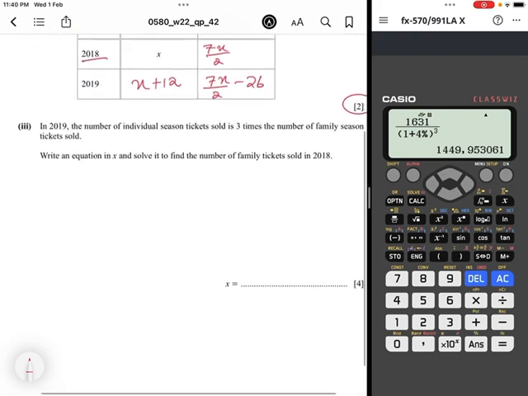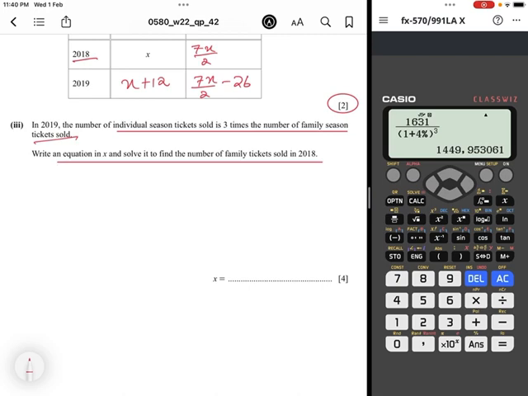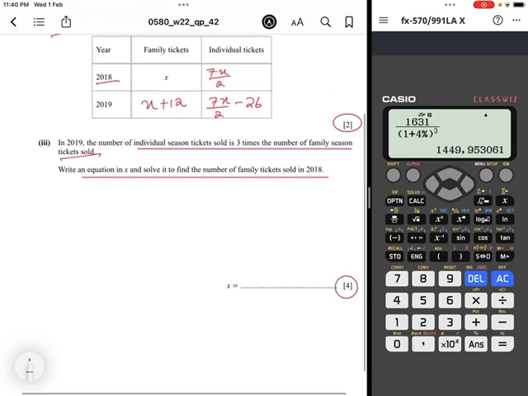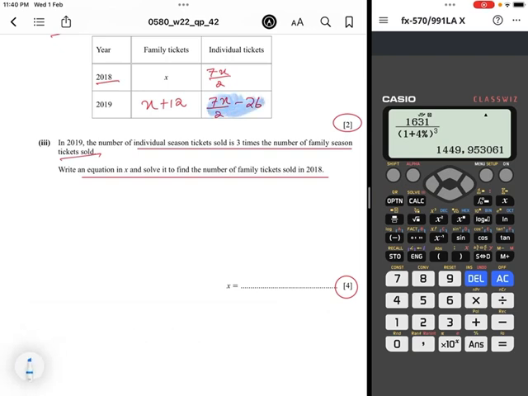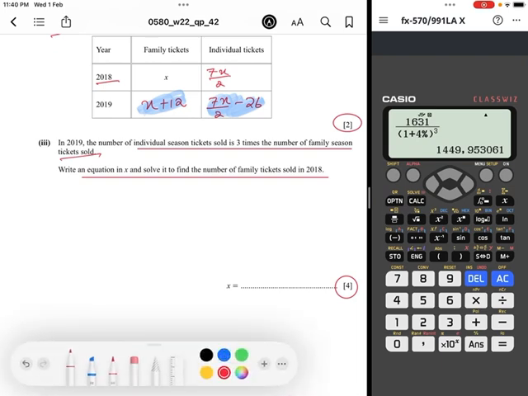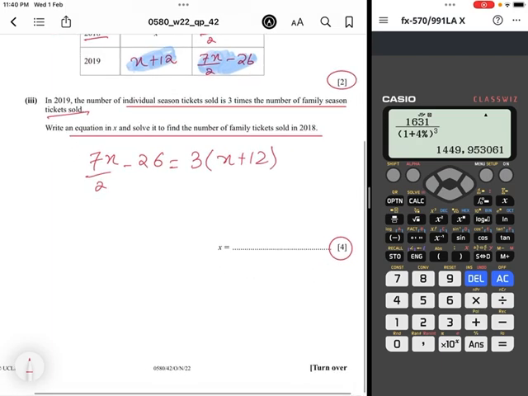Then they say that in 2019 the number of individual season tickets sold is 3 times the number of family tickets sold. Write an expression in x and solve. This is for 5 marks. It's not tricky, just look here. You can see that in 2019 these are individual tickets and these are family tickets. So individuals are 3 times of family. So we have to just make the equation. If you make this equation, you will get 1 mark from the examiner. Then you can proceed with the question for the solution. So 7x divided by 2 minus 26 is equal to 3x plus 36.